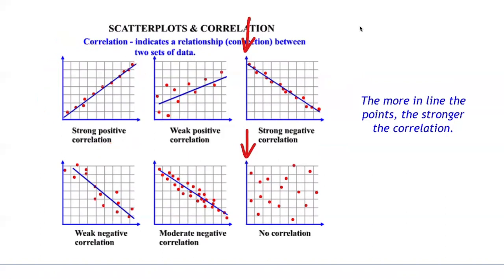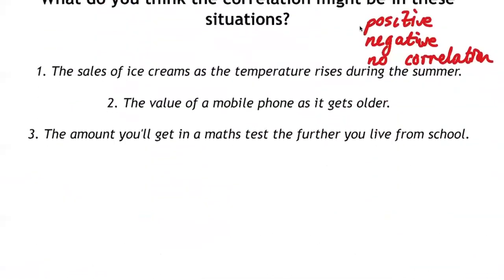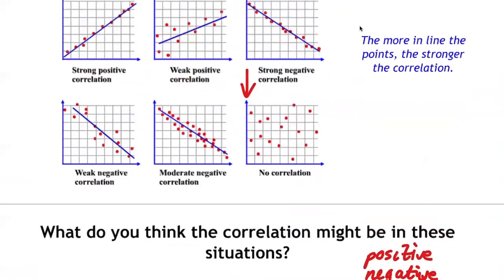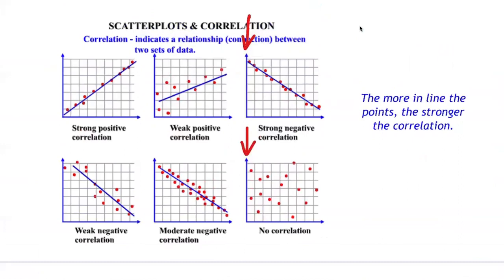Okay, well, how about this next scenario here? The value of a mobile phone as it gets older. So the value is going to be on the y-axis, the amount of money the phone is worth. The x-axis, the horizontal axis here, is going to be the one that's telling us how old the phone is. So over time, is the phone going to get more expensive or is it going to get less expensive?